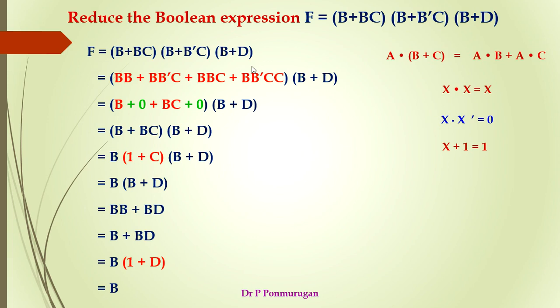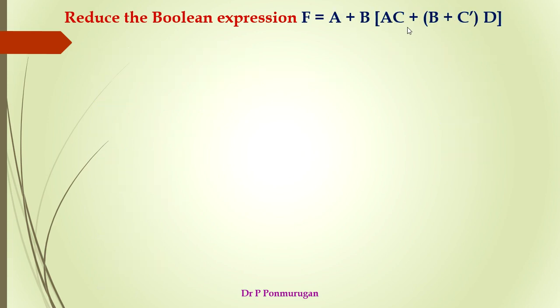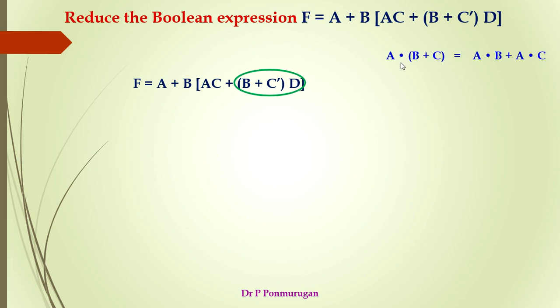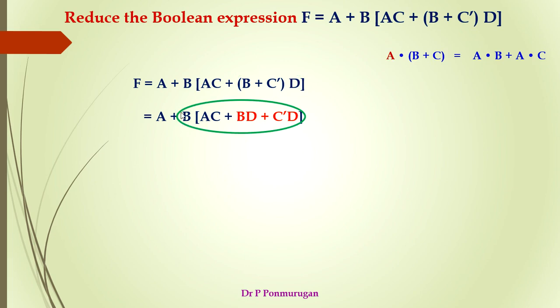So this expression with three terms has been reduced to a single literal by using Boolean algebra identities. The next problem can be like this. Let us take it, and first we can apply the distributive law for this term. We know that the distributive law is a·(b + c) can be written as a·b + a·c. So this term can be written as bd + c̄d. So this is it. And now we can apply the distributive law again for this term.